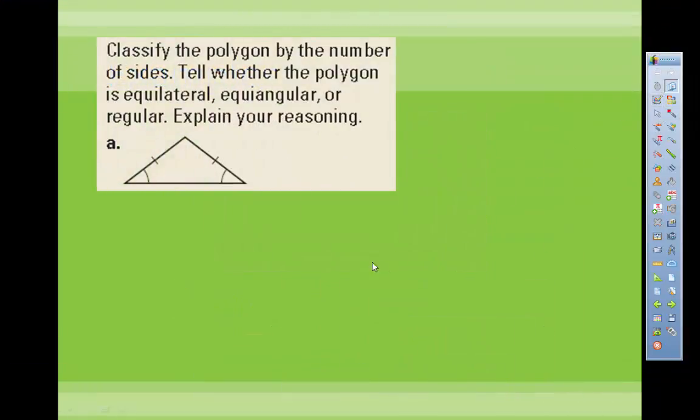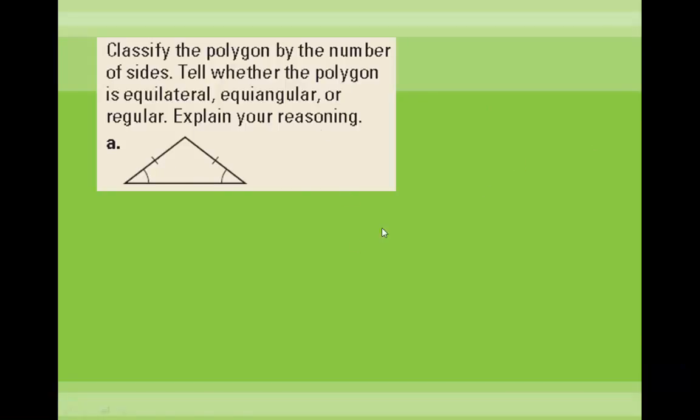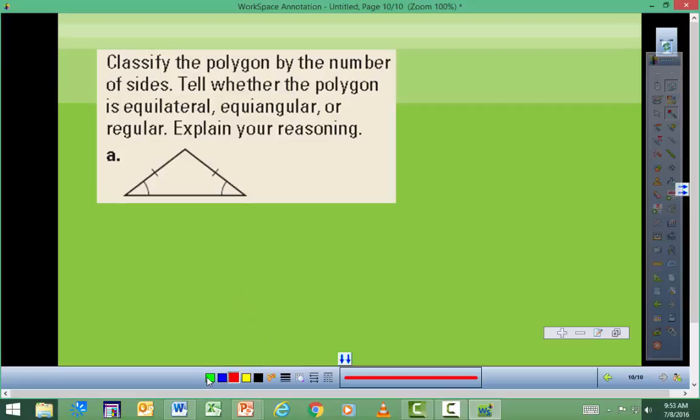Let's try some other ones. Now we want to classify the polygon by the number of sides. Well, this one you should recognize. It's a triangle, since there's three sides.